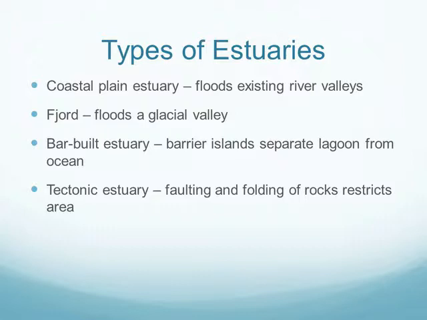And then you have a fjord. A fjord is a flooded glacier valley, so typically these tend to occur in colder climates where you have glaciers. You have a bar-built estuary.